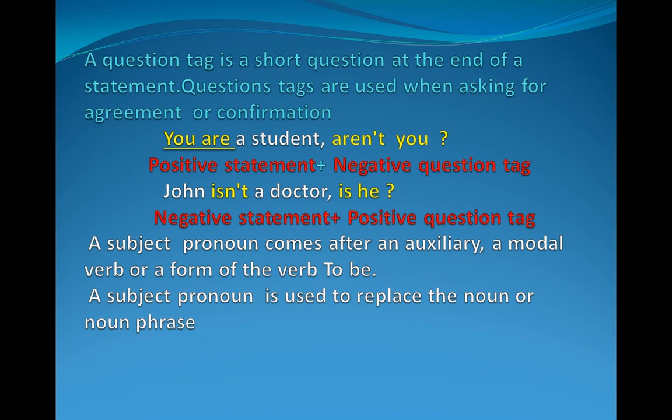Okay, look at this example. John isn't a doctor. Is he? So John isn't a doctor is a negative statement. So I am saying that John isn't a doctor, but I want to be sure or to confirm what I have said. So I will use a positive question tag. Is he? Is he really a doctor or not? So that's why we use question tags.